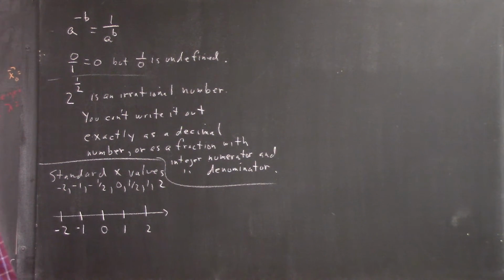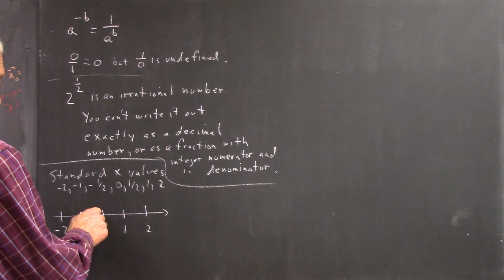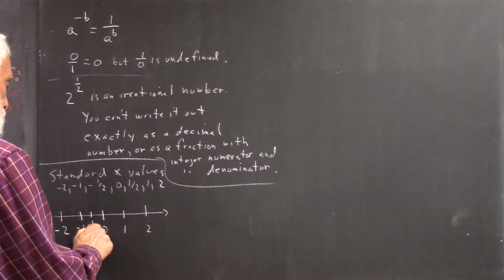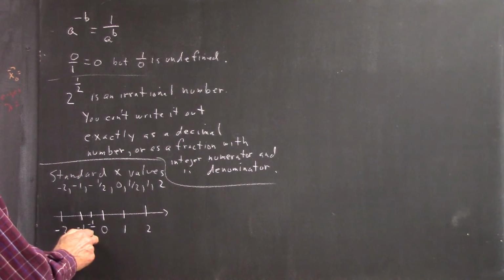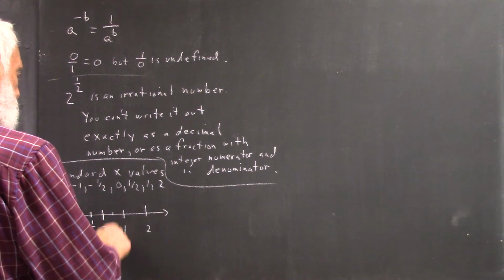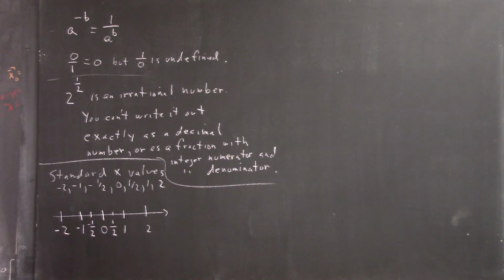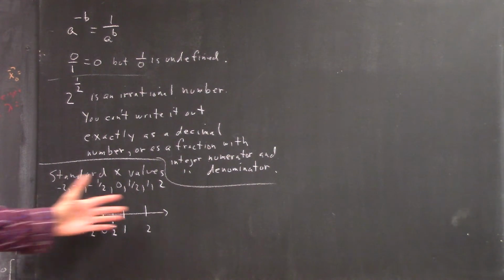The other ones, well, you subdivide the interval between -1 and 0 into 2 equal parts. And that happens at -1/2. And the same thing between 0 and 1, that happens at 1/2. Okay, so that's a picture.